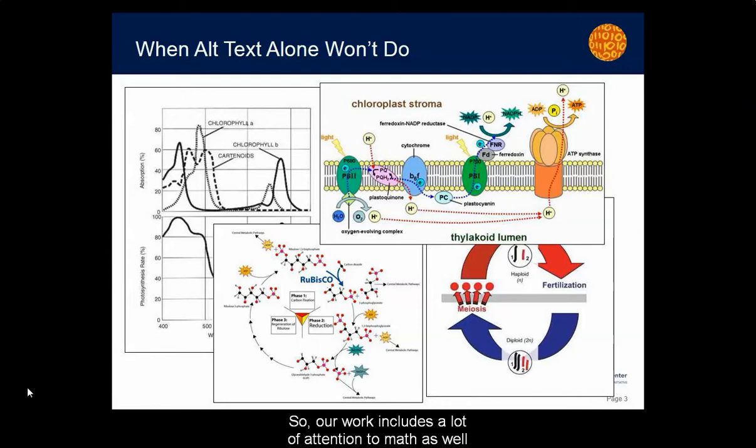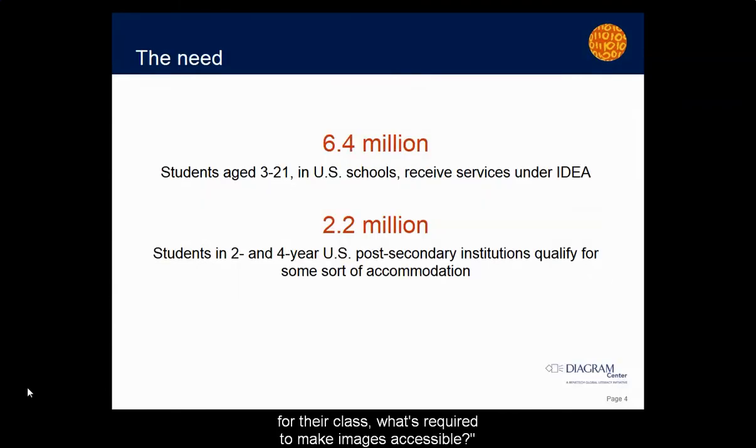Our work includes a lot of attention to math as well, because mathematical equations are very often rendered as images in digital books. So as I said, all of our work focuses on a single question: what is required to make it easier for all content creators, from publishers creating textbooks to teachers creating handouts for their class? What's required to make images accessible? And we know the need is great.